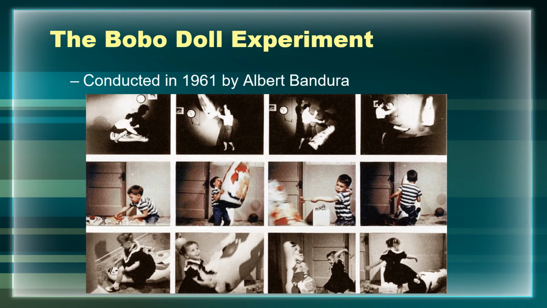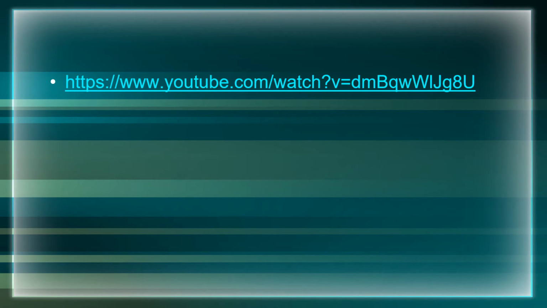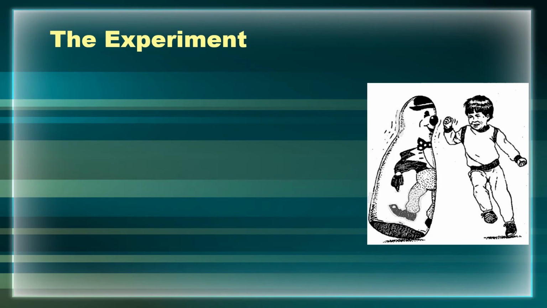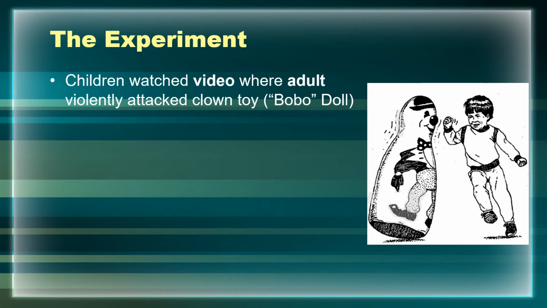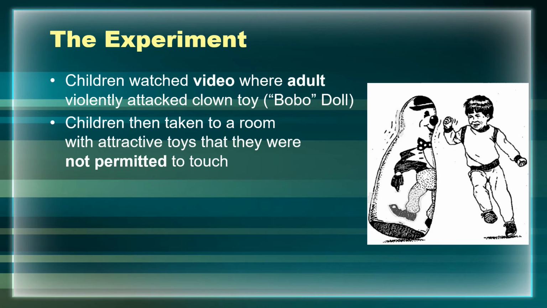Effectively, what happened was that Bandura got a small group of children together. There's a clip you can watch if you want to, and I'll put a link to that in the assignment. So basically, what Bandura did, he showed the children a film, and on the film there is an adult attacking a clown toy. It's a Bobo doll, which is like this wobbly toy that doesn't fall down. And then the children were taken into a room and they were given toys that they weren't allowed to touch. So they were obviously put in a frame of mind that was quite negative.